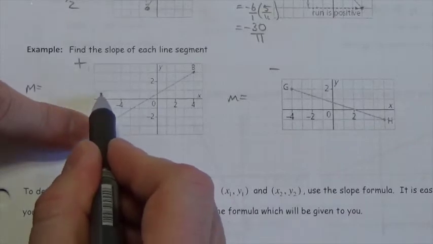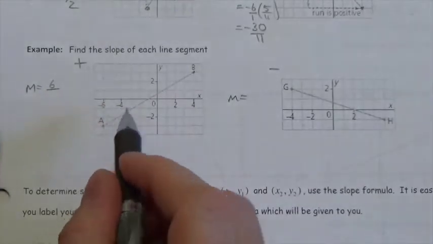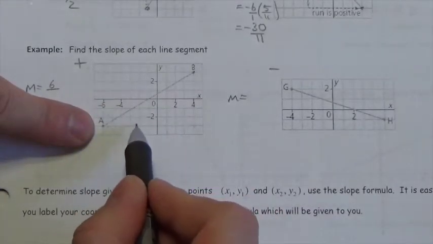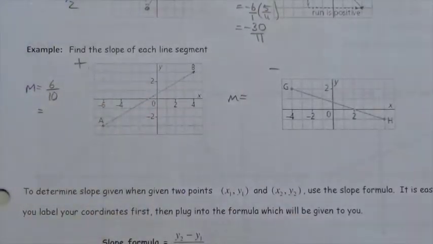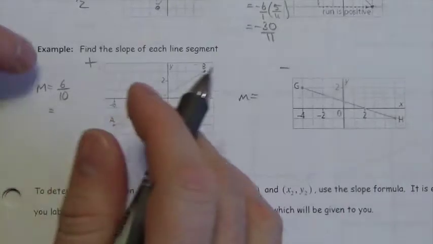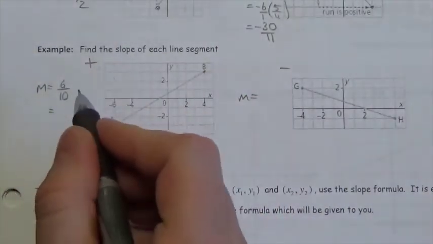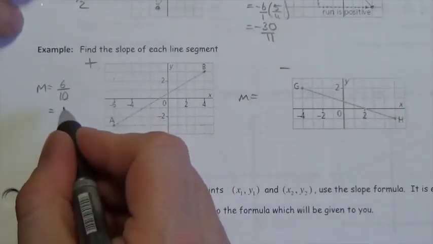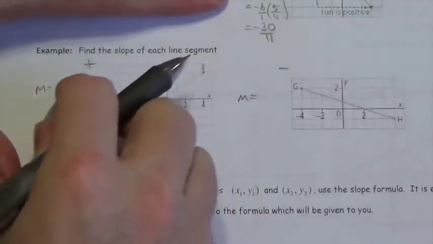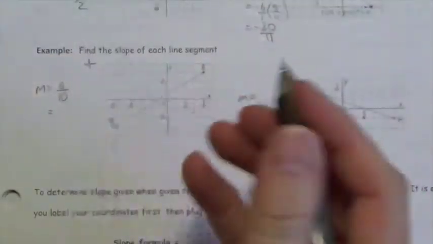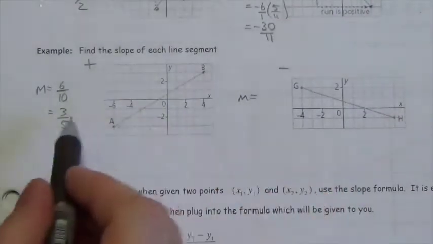1 block, 2, 3, 4, 5, 6. So it's a rise of 6 units over a run of, now this is kind of big, but 1, 2, 3, 4, 5, 6, 7, 8, 9, 10. 6 over 10. Now, again, I don't want to leave it like that. I want to simplify this. So 6 over 10, both of those numbers are even, so there's a common factor of 2 there. And when I divide out the 2 over the 2, I'm left with 3 over 5. That's the slope of this line, positive 3 over 5.